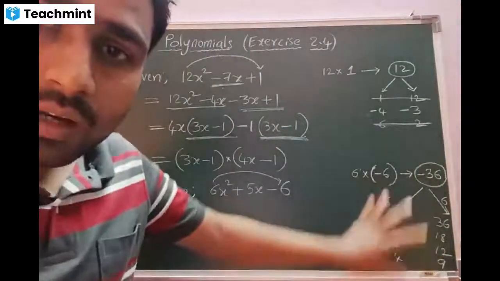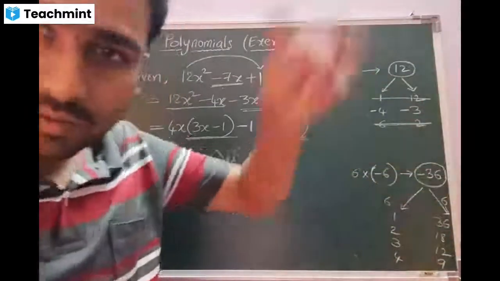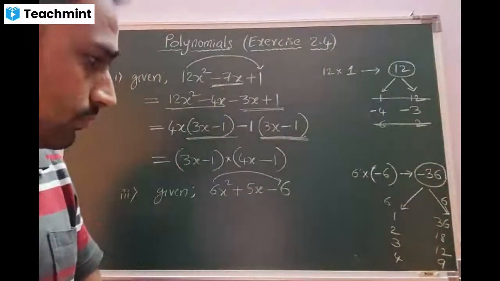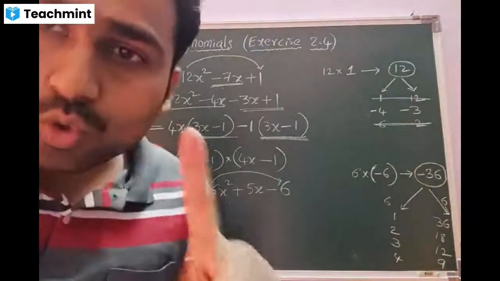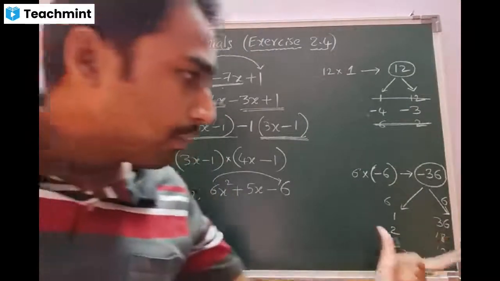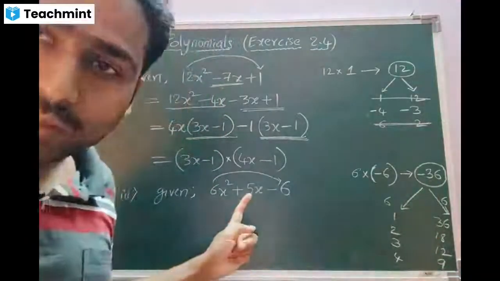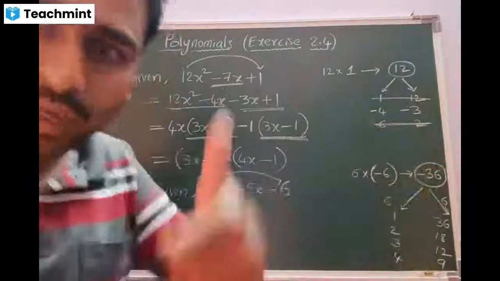So these are the possible factors available for the 36. Correct, beta? Yes. You have to choose any one condition. The multiplication should come 36. Addition or subtraction should come 5. Can you tell me, beta, which one has to be chosen? Quick.